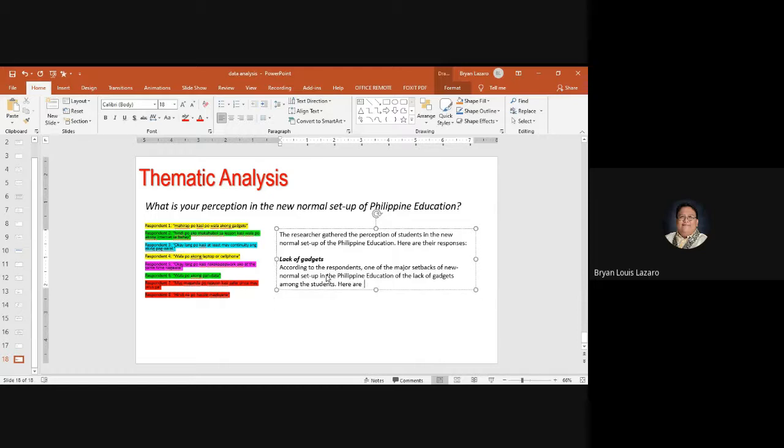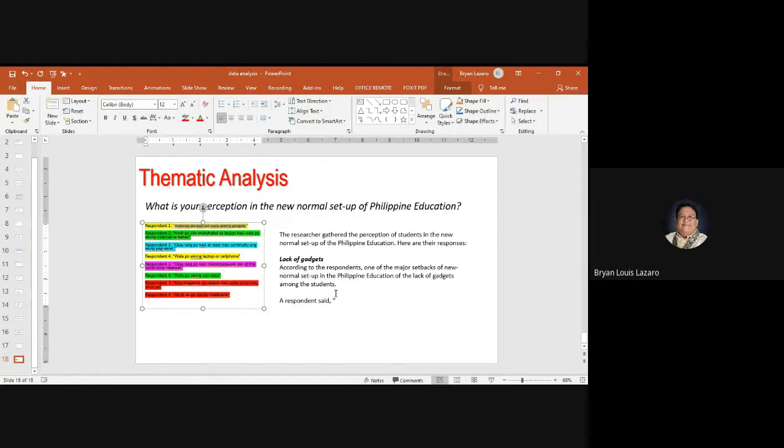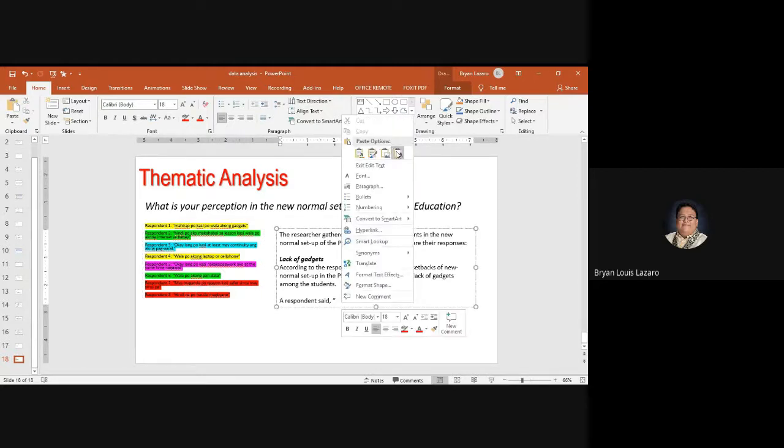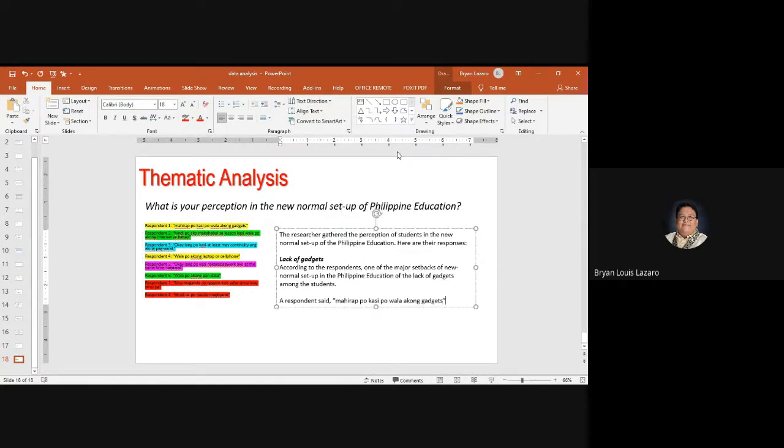Kahit wala na pala, here are their responses. Wag na yan. Ito na. A respondent said, tapos kailangan verbatim. Kakopyahin nyo ito. Copy that, and then paste it there. Gets ba? Gets ba? Oh, yan.